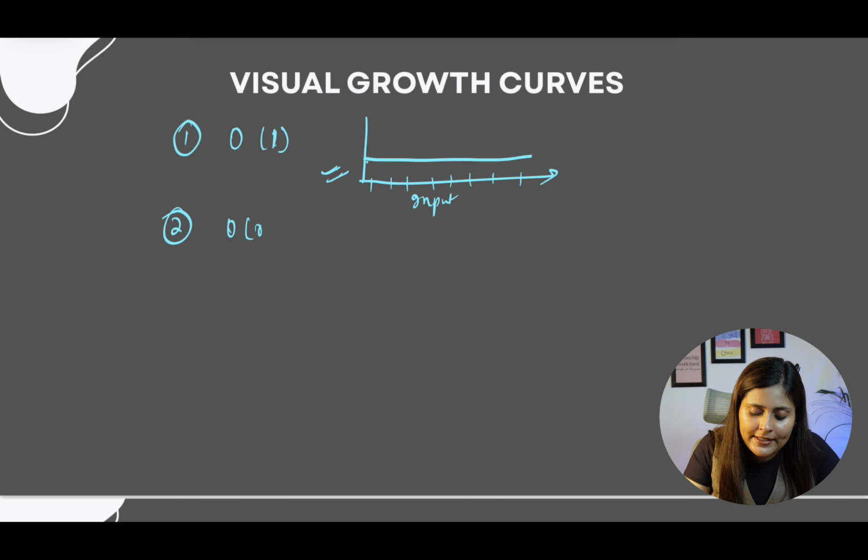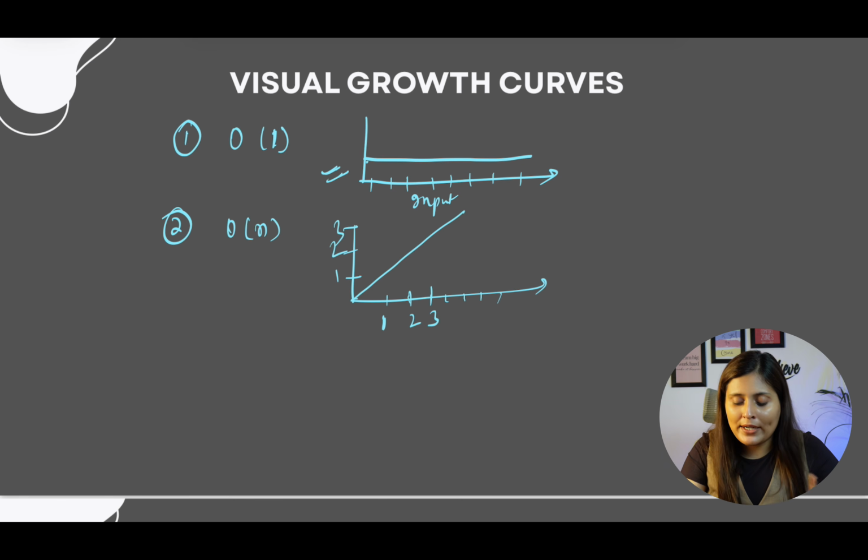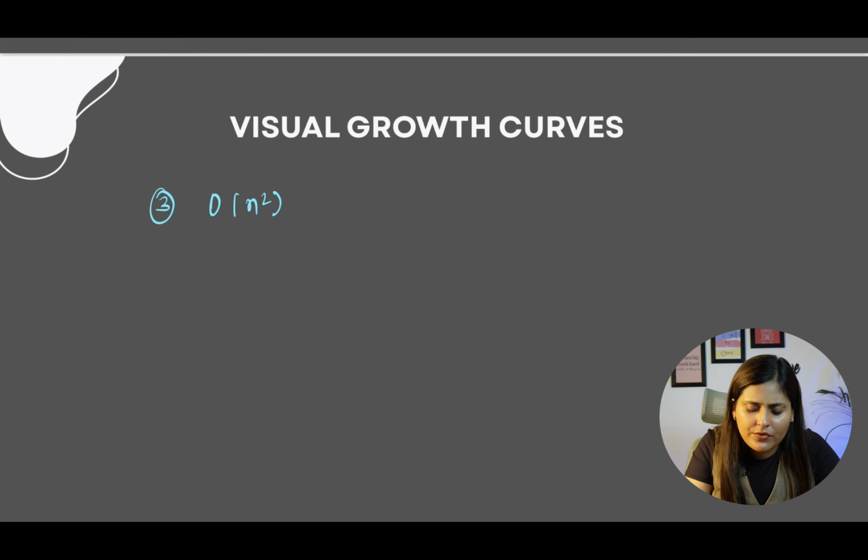Now second is linear, O of n. It means as we grow the input, the output also grows. If input is 1, output is 1. Input is 2, output is 2. Input is 3, output is 3, and so on. And this is how the graph will look. It doesn't mean it will always start from the center. Just for the case I am showing you; it can even start from 2. Now the next is O of n square, which we are all used to.